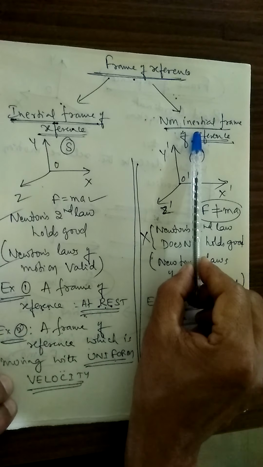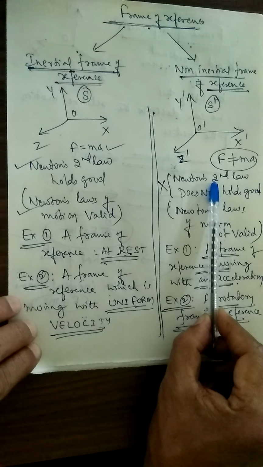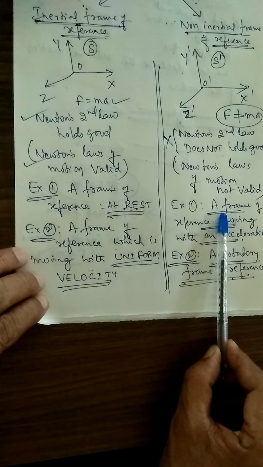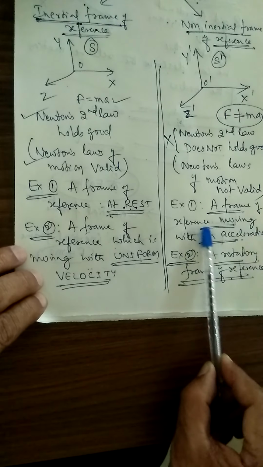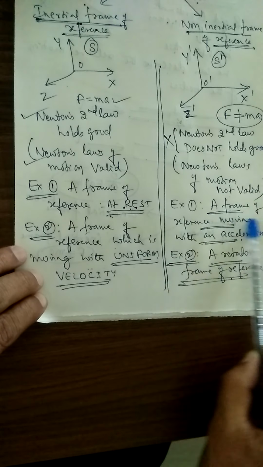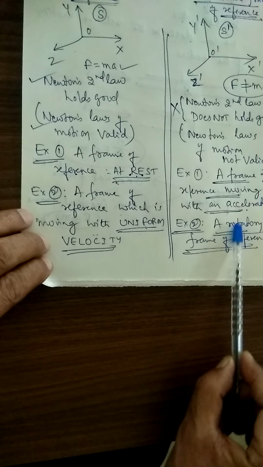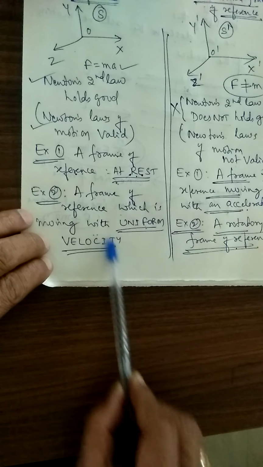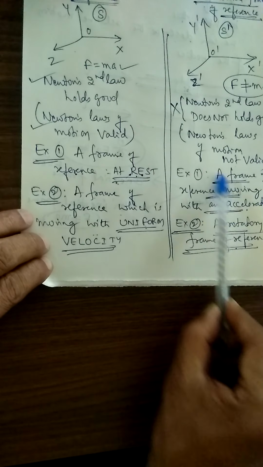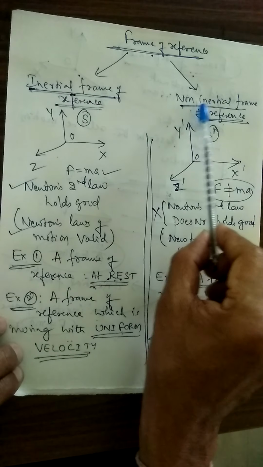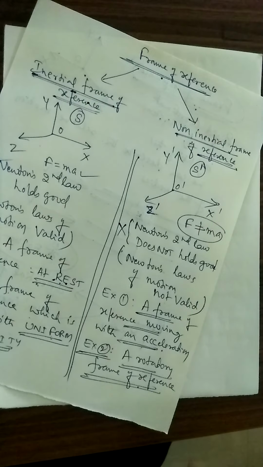A non-inertial frame of reference is one where Newton's second law does not hold good, or Newton's laws of motion do not hold good. For example, a frame of reference which is moving with an acceleration, meaning variable velocity, is a good example of a non-inertial frame. Another example is a frame of reference moving in a circular path, a rotatory frame of reference, which can also be taken as a non-inertial frame. Okay, these are the two concepts that I have covered today.